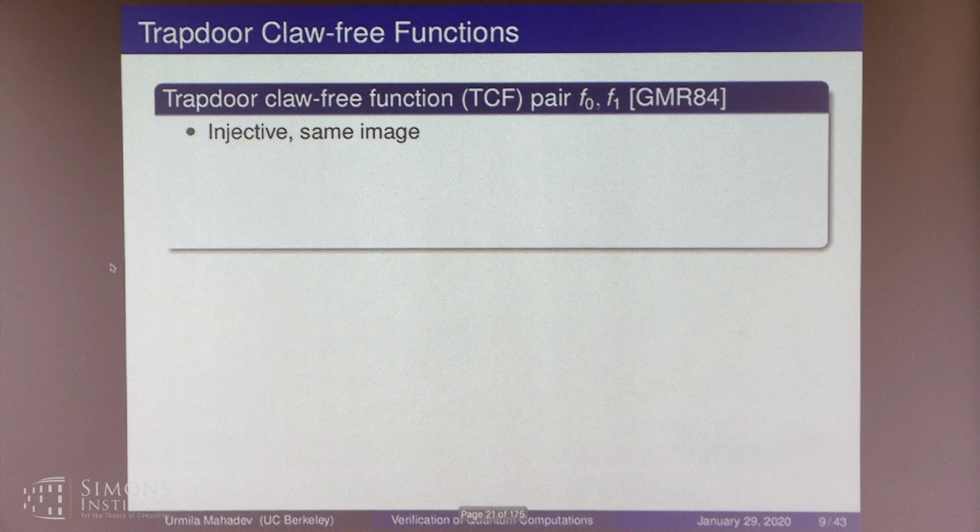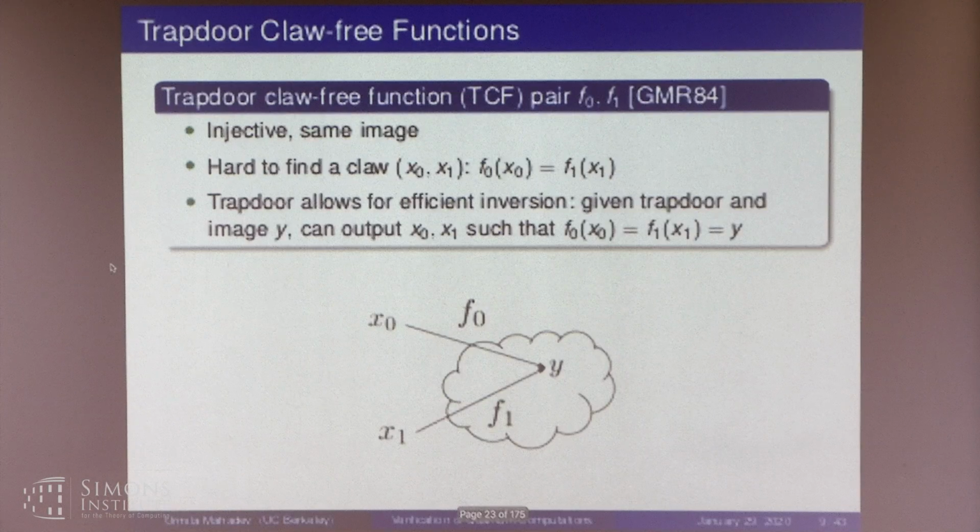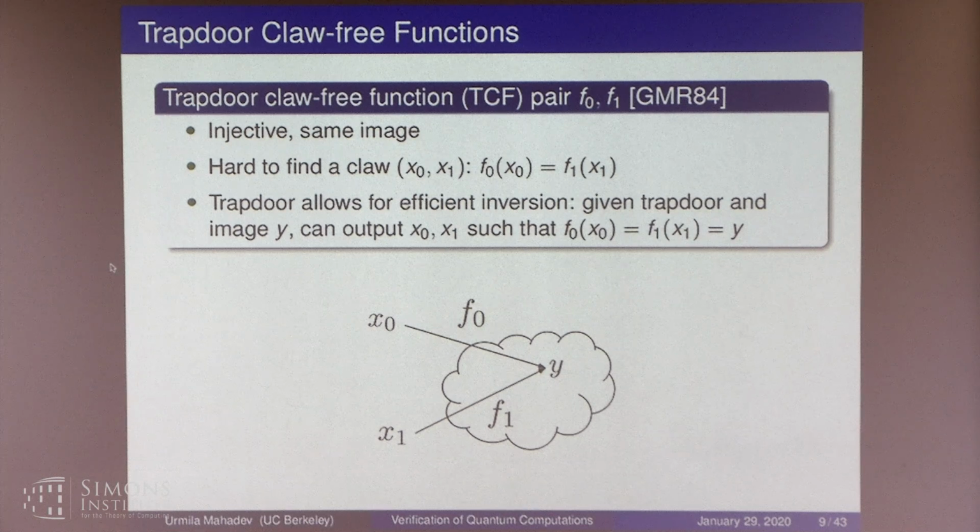It's a pair of functions, F0 and F1, which are injective and have the same image. There's a property called the claw-free property, which says that for both quantum and classical machines, it's hard to find a claw, which is a pair of pre-images, X0 and X1, which map to the same image. And finally, there's a trapdoor, which allows for efficient inversion. Given the trapdoor and an image Y, there's an algorithm which can output X0 and X1, which are the two pre-images of Y.